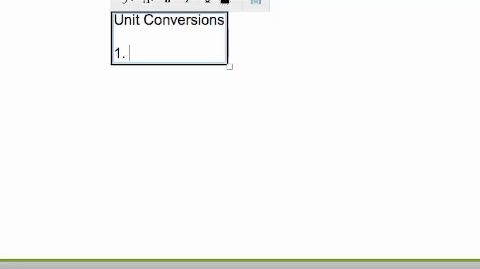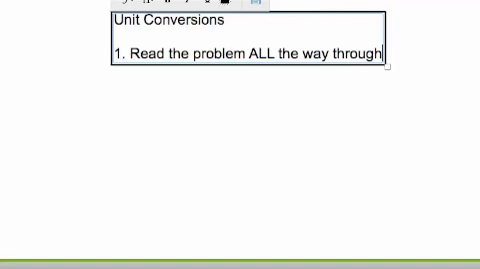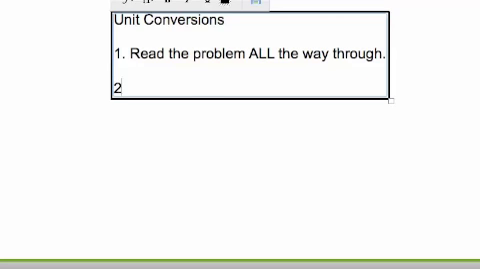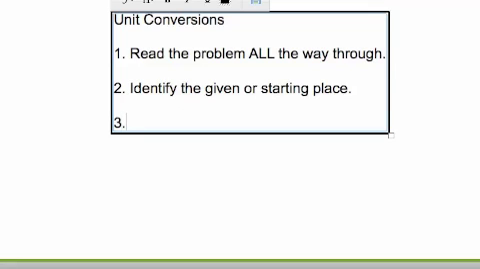The first one being read the problem all the way through. Seems like a no-brainer, but sometimes we begin writing down numbers before we even know where we're headed. The second step is to identify the given or starting place. What is the information that we're given that we know, from which we then have to find an answer through the use of a formula or unit conversions?